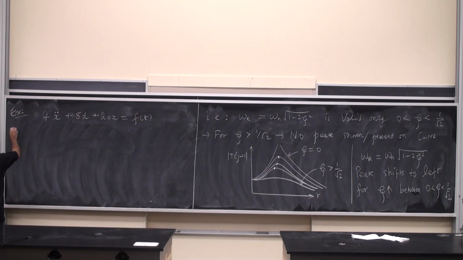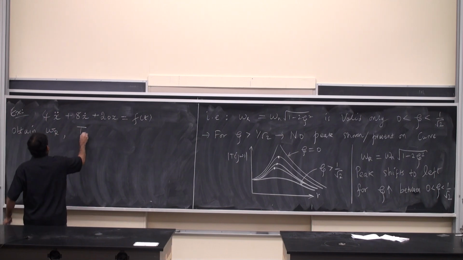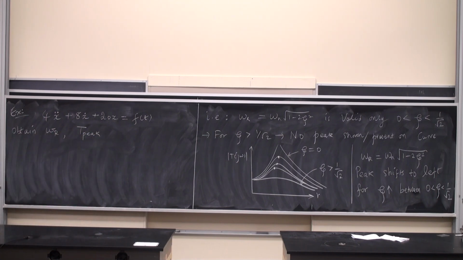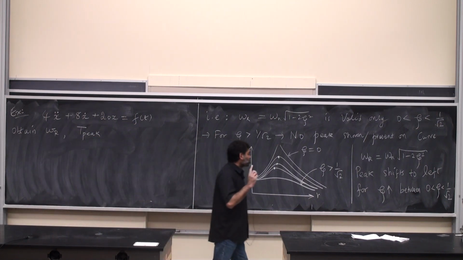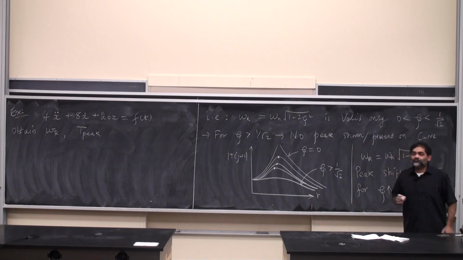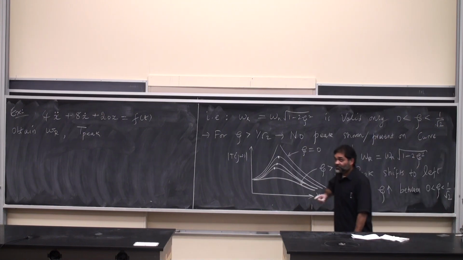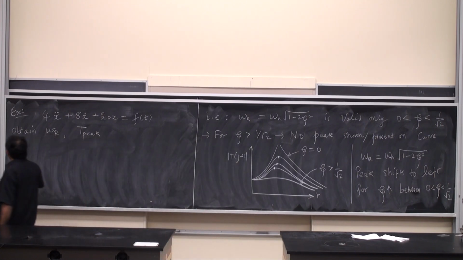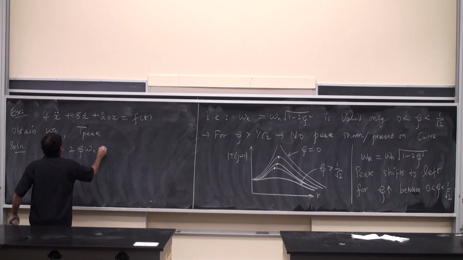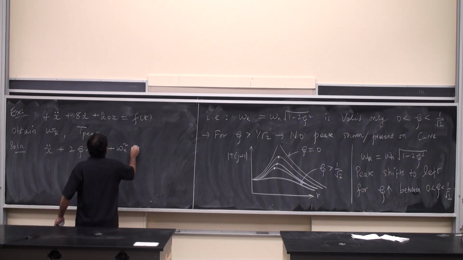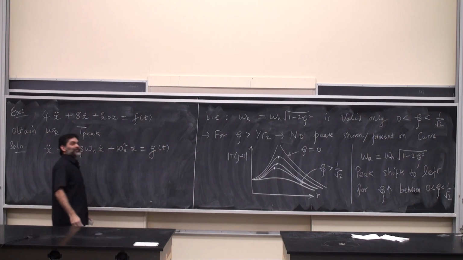So obtain omega r, P peak. First thing you always have to find out: is this in standard form? What is a standard form? The standard form is x double dot, 2 zeta omega n x dot, omega n square x is some right hand side, g of t. It need not be f of t, it could be anything else.